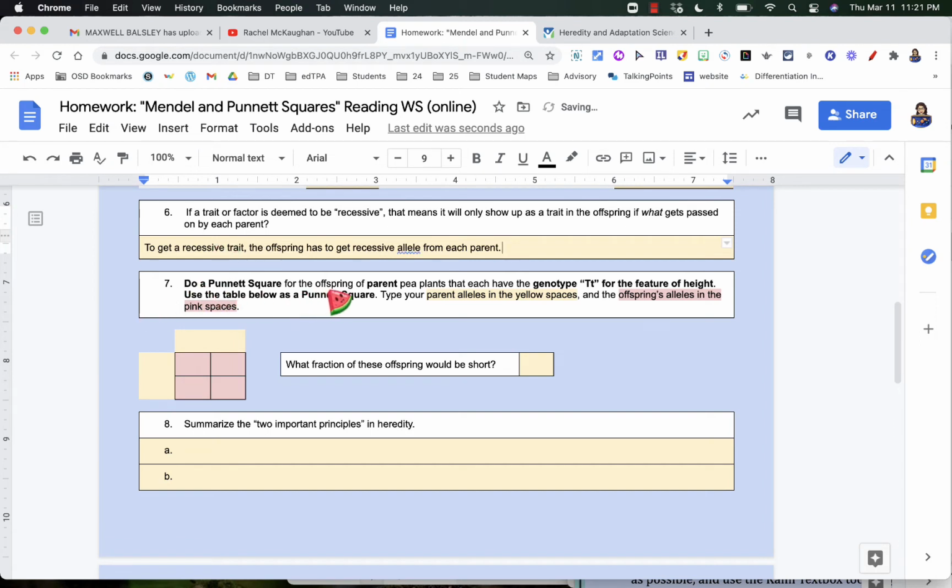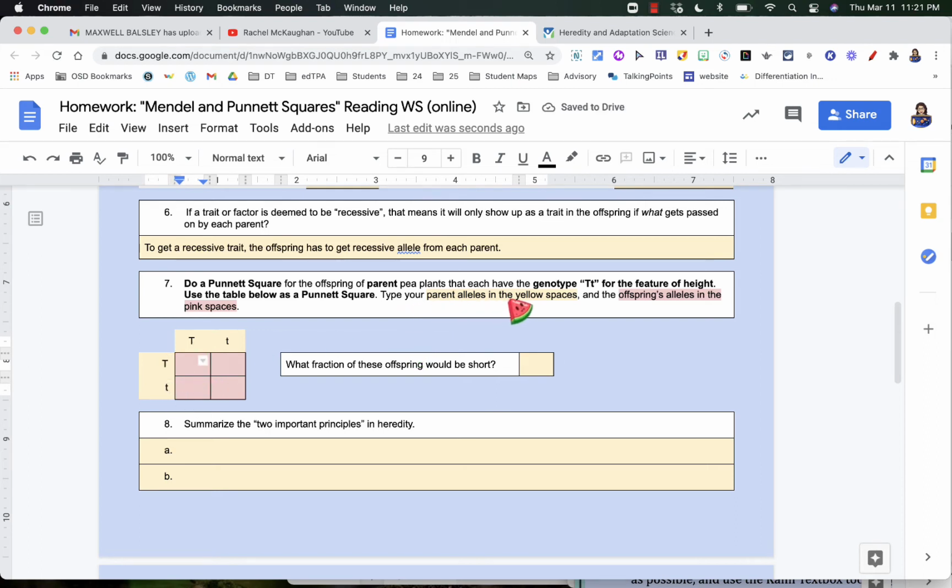Do a Punnett square for the offspring of parent pea plants that each have the genotype big T, little t, heterozygous, for the feature of height. Okay, big T, little t for one parent. The other parent goes on this side, big T, little t.